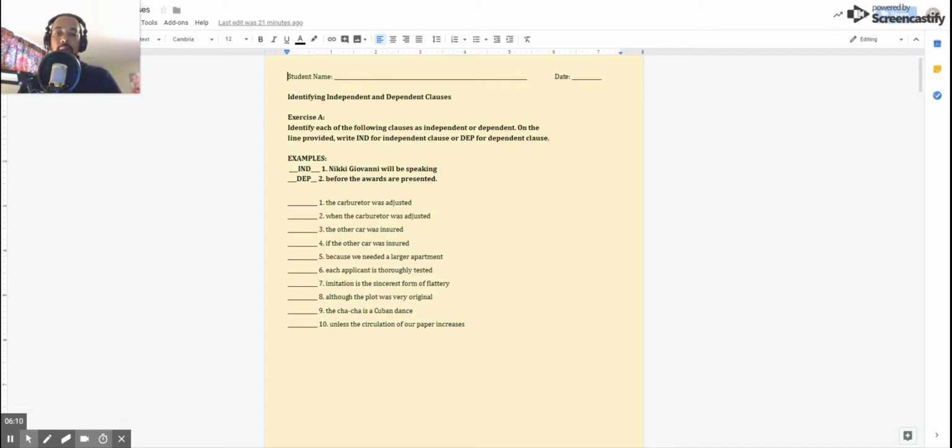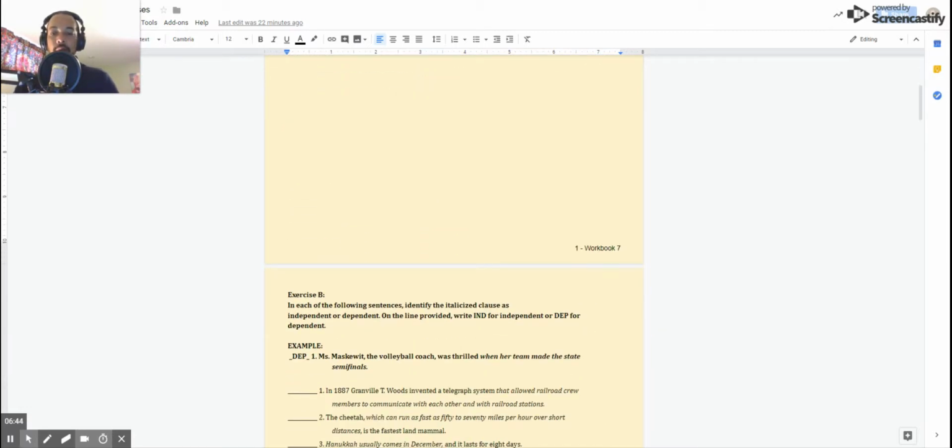So let's look at number 6. Number 6, each applicant is thoroughly tested. So if you can recognize that as a complete thought, then all we would need to do is capitalize that, put a period at the end, and on the line we would put independent for an independent clause, which is different than number 8, although the plot was very original. That doesn't sound like it's a complete thought there, and it's because of that word although in the front end. So we would put dependent there, and then we're not going to mess with any punctuation or capitalization there because we don't know what the rest of the sentence could have been.